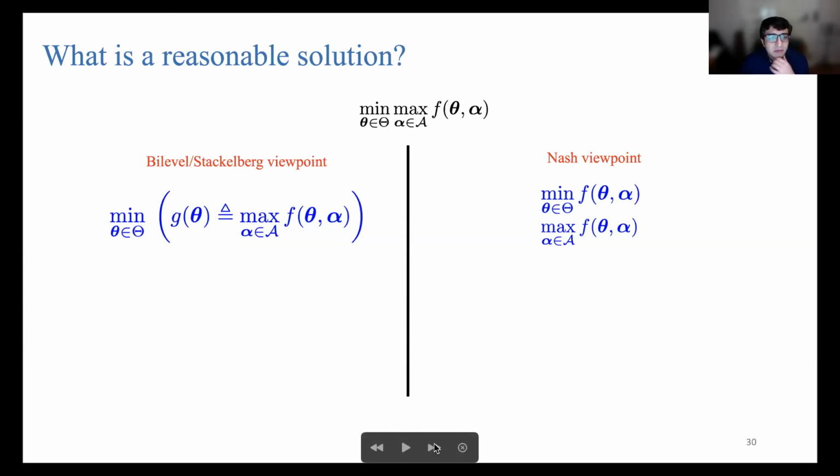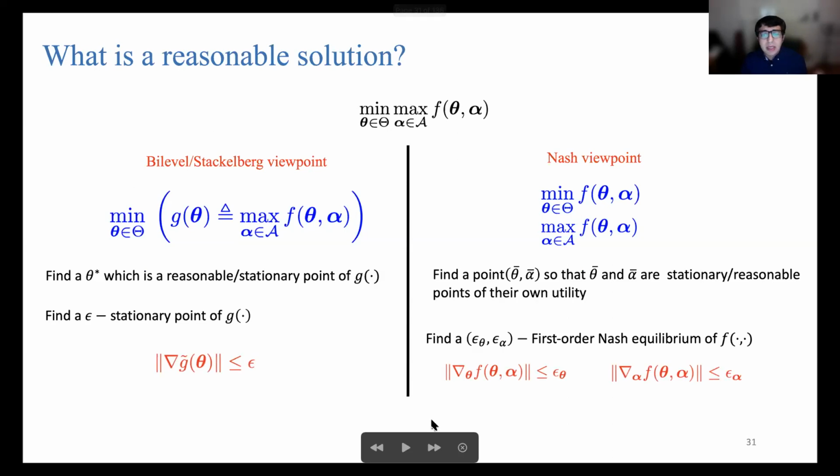So which one should we take? It's really dependent on the application and objective that you have. If we go with the bi-level viewpoint, our objective is to find a theta star, which is a reasonable stationary point of G. On the right-hand side, the Nash viewpoint tells us we need to find a point theta bar and alpha bar that are stationary or reasonable points of their own utility if you fix the other player's strategy.